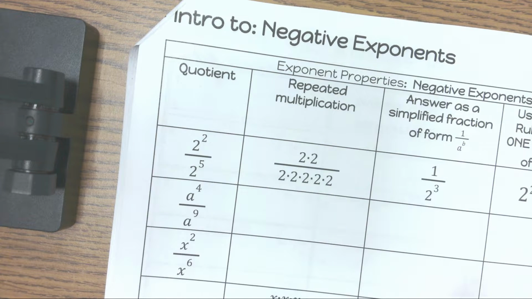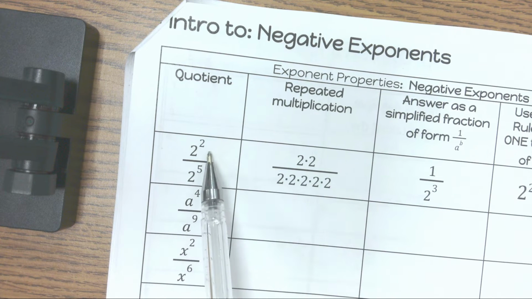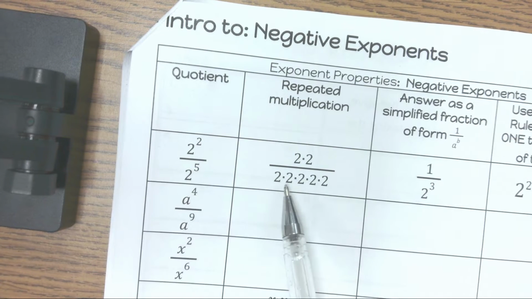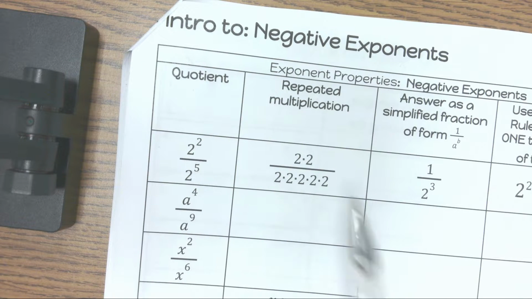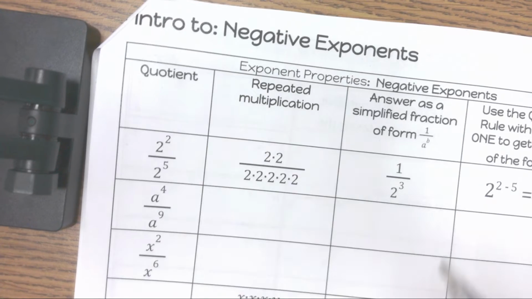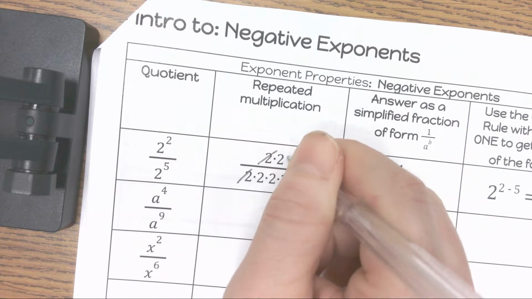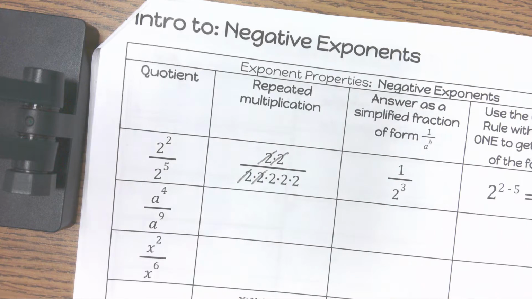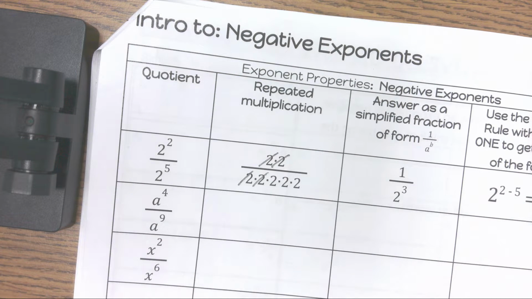So the first one is done for you. If you write out 2 factors of 2 on the top and 5 factors on the bottom, you'd have to cancel 2 pairs, and you'd be left with 1 over 2 cubed.